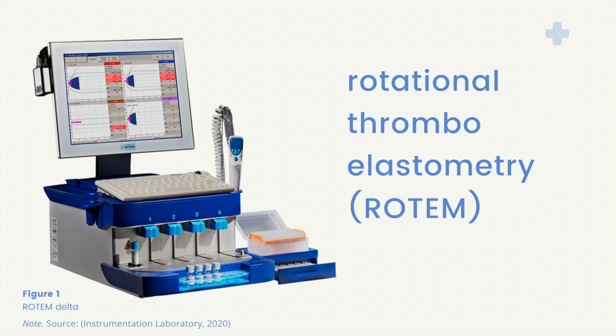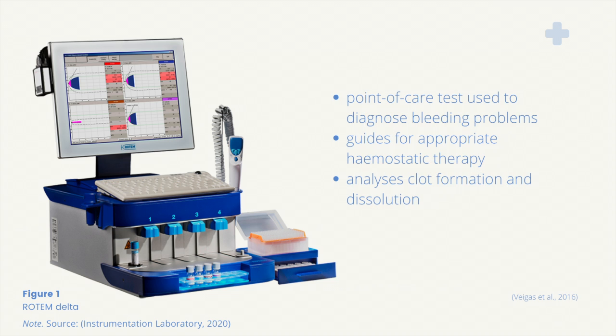So, what is ROTEM? What does it do, and how does it work? Rotational thromboelastometry, or ROTEM, is a point-of-care hemostasis test used to diagnose coagulopathy and provides a guided algorithm for appropriate hemostatic therapy. A blood sample from the patient is needed for ROTEM to analyze the patient's blood hemostatic function. ROTEM analyzes the blood's clot formation, clot propagation, and clot lysis. ROTEM also analyzes the number of platelets and fibrinogen reserve in the blood sample.